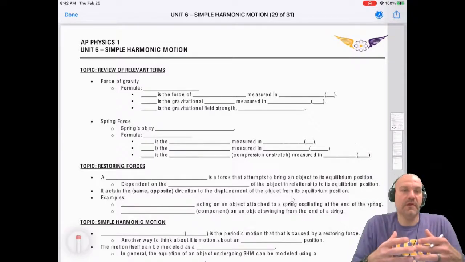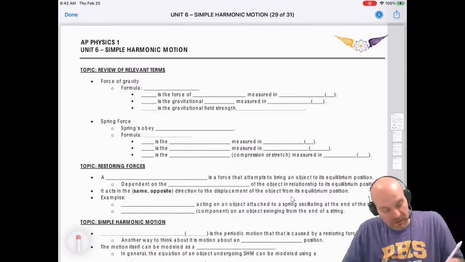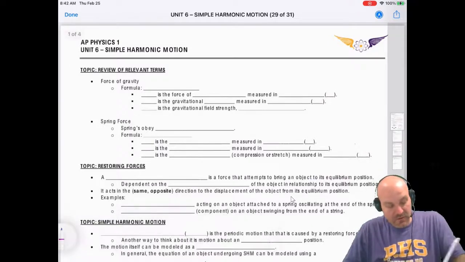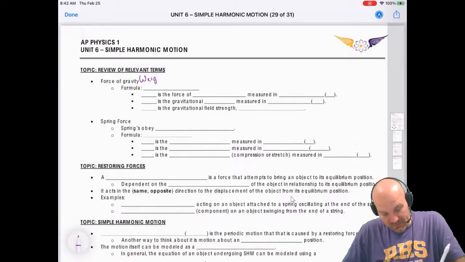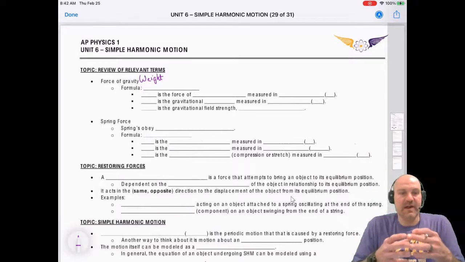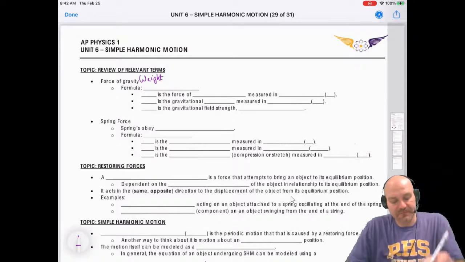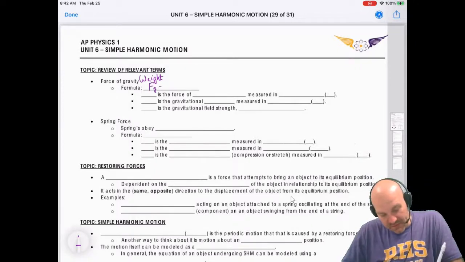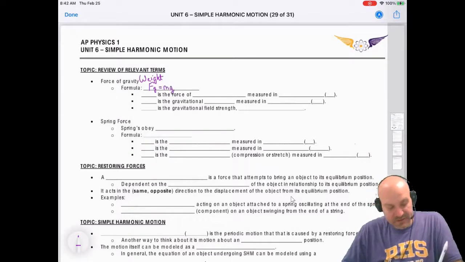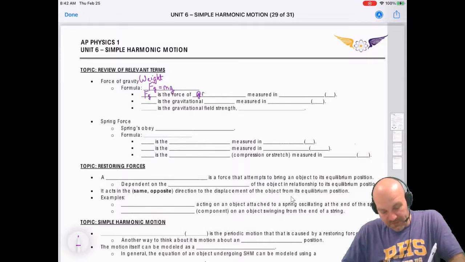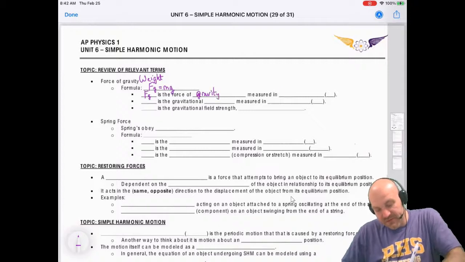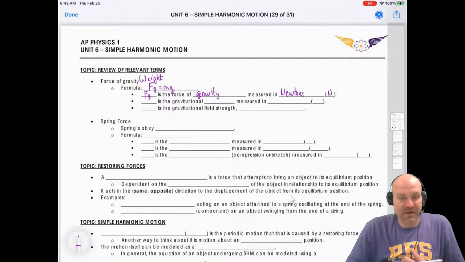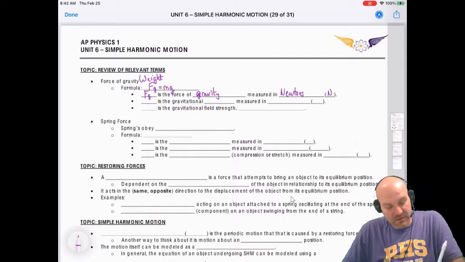Okay, so the force of gravity. The first term that we're going to look at is the force of gravity. If you remember way back from Unit 2, we call this weight, right? So the force of gravity that an object experiences is its weight. We can calculate that by the formula F sub g equals mg. So Fg is the symbol for weight or the force of gravity. It is measured in newtons, abbreviation N. Remember, all forces are measured in newtons.